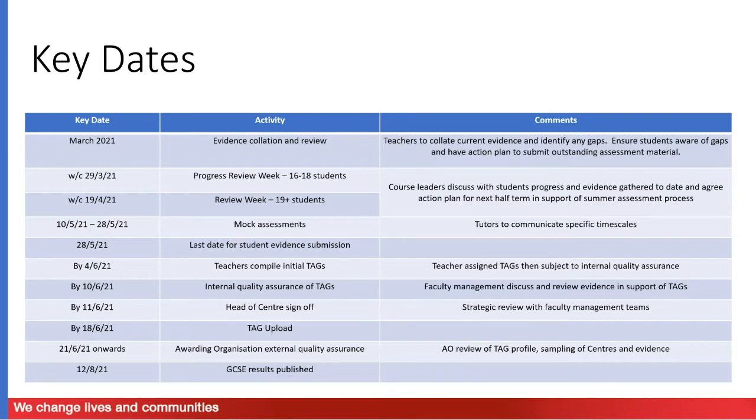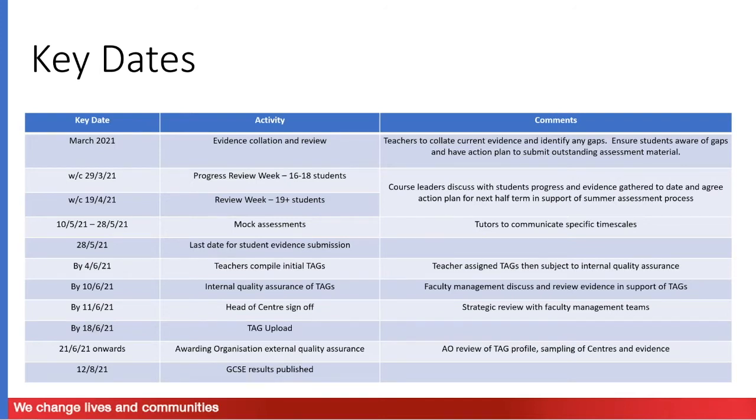So we're not sitting them under exam conditions, and there won't be constraints with regards to normal exam times. So the 28th of May, that's definitely a date to remember, because that's the very last date that students will be able to submit any evidence. So after this date, any work that the students will do won't be able to be taken into consideration for those teacher assessed grades. So by the 4th of June, teachers will have spent the whole of their May half-term marking. We'll go through a moderation process, and then the teachers will compile the initial teacher assessed grades, and then they'll be subject to internal quality assurance.